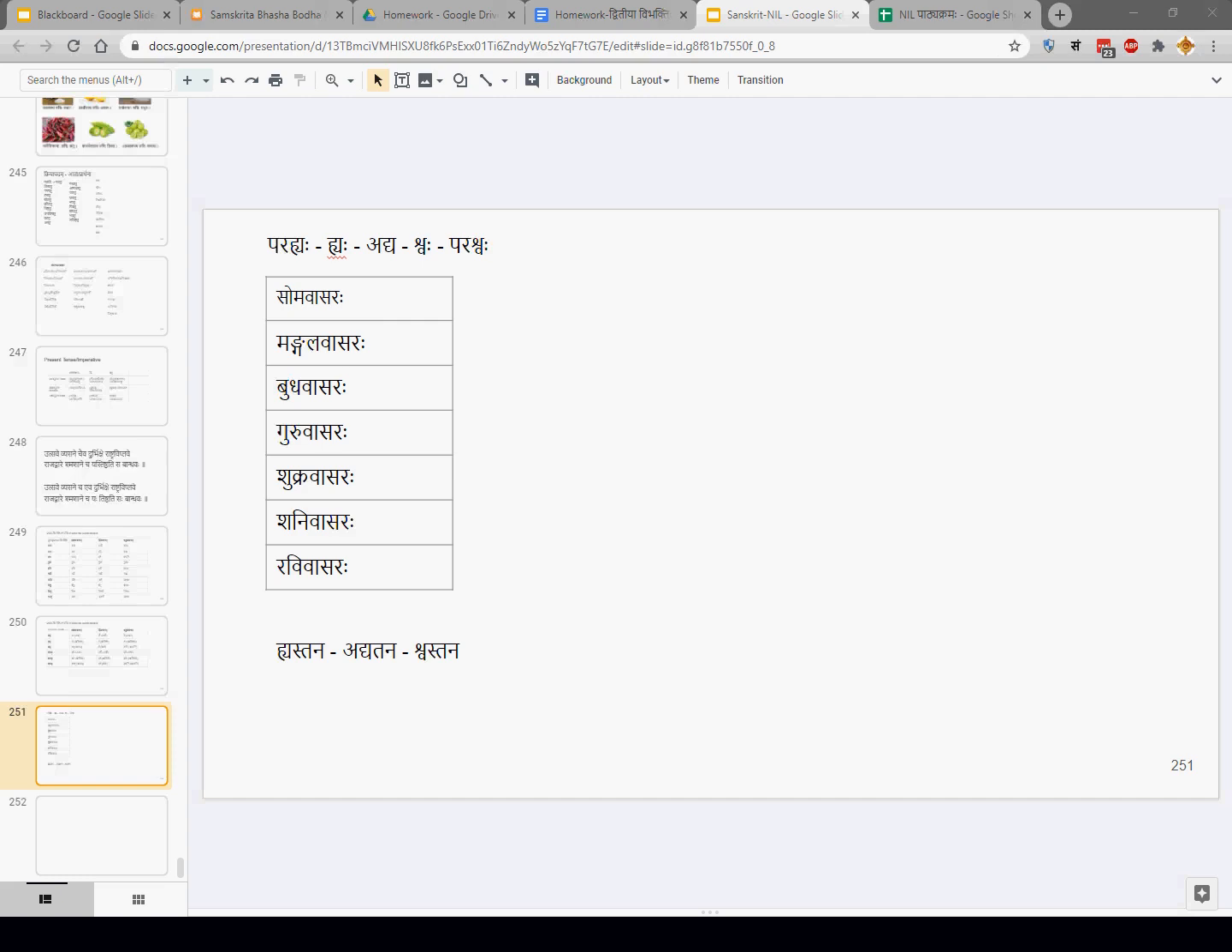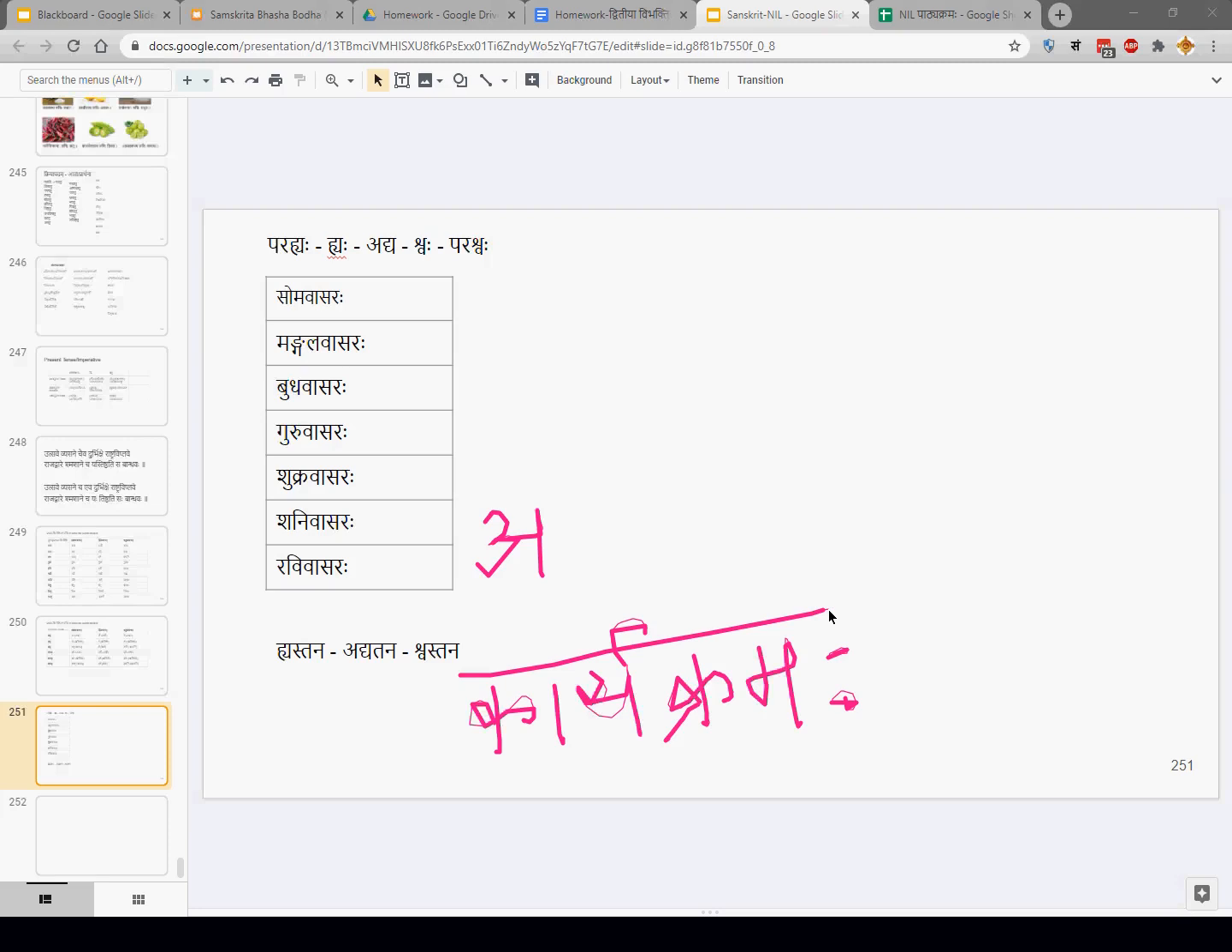They become adjectives, Visheshanam, to what they are describing. For example, when I say Adyatana Karyakramaha, it means today's program. Karyakramaha means program, a Pullinga word like Ramaha. So what is today's program? Here we want to say belonging to today's program, so we put the word Adyatana.